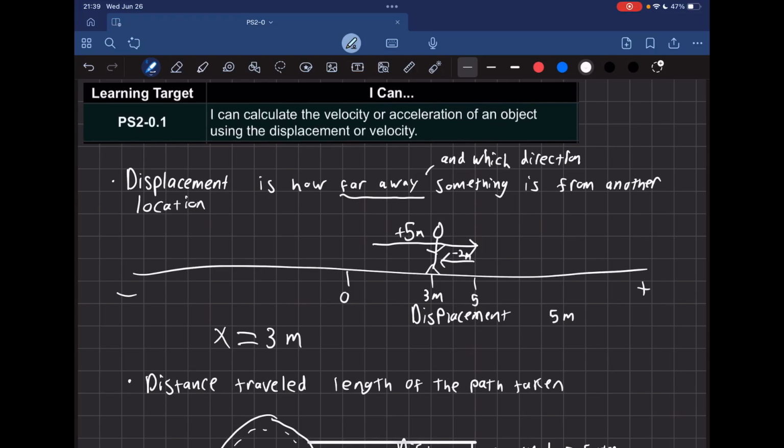Let's talk about PS2-0.1. This is the very first learning objective in the very first standard, all about motion.